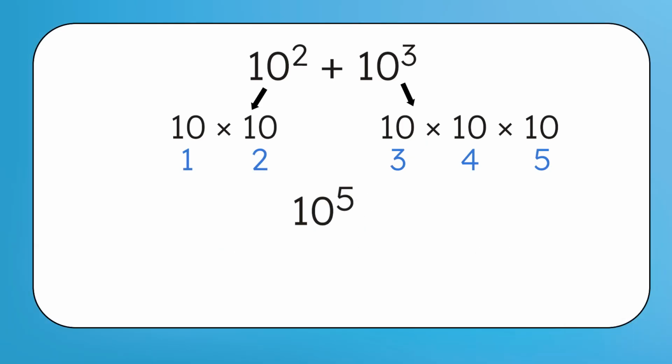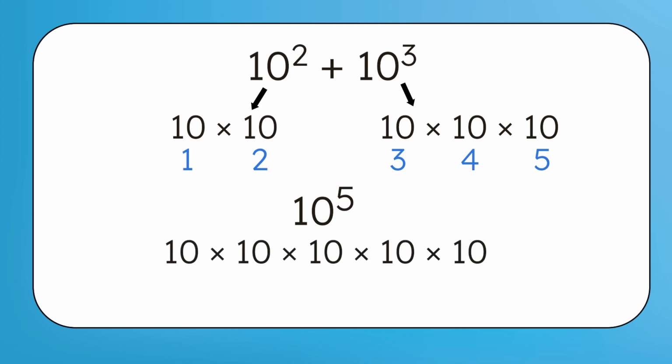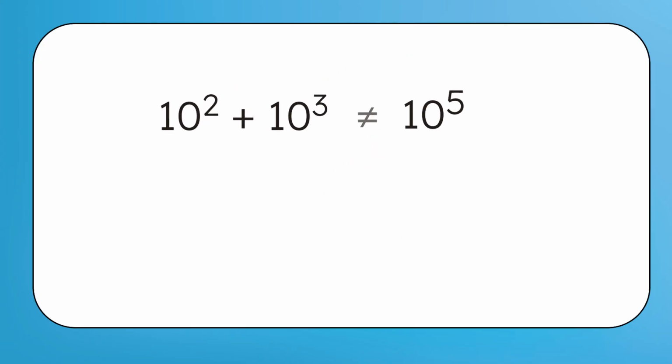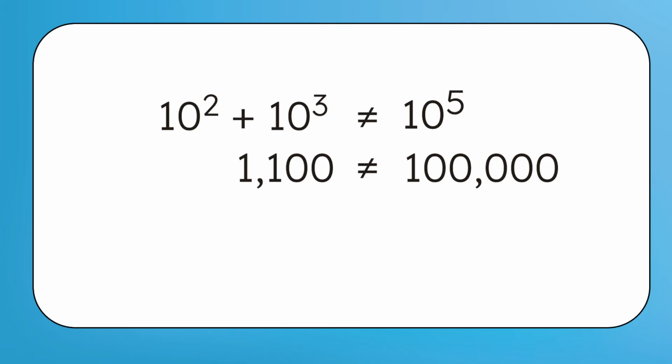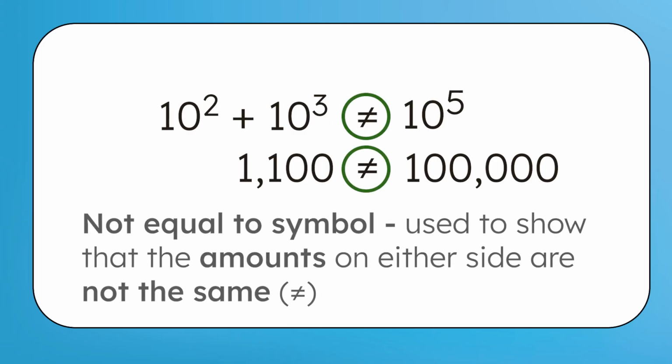Do they have the same value? 10 to the 5th power would contain 5 tens. If we multiply out the 5 tens, we get a result of 100,000. That's not even close to being the same number. When we solved the addition statement, we got a final sum of 1,100. Since 1,100 and 100,000 are not the same, we can represent this using the not equal symbol. The not equal symbol can be used to show that the amounts on either side are not the same.